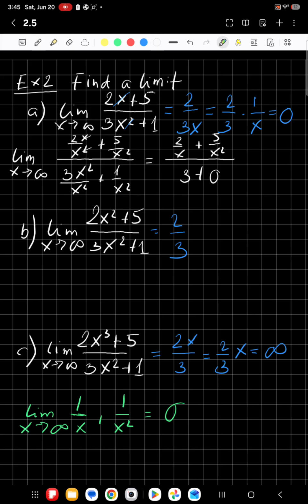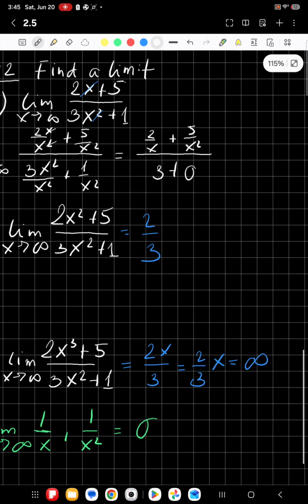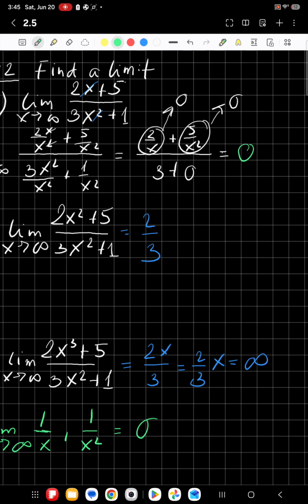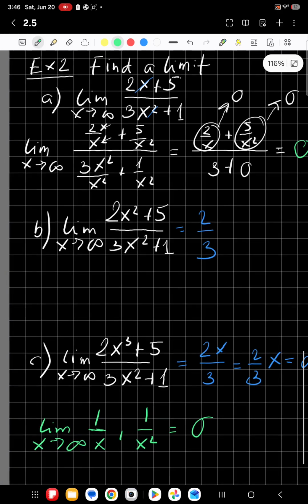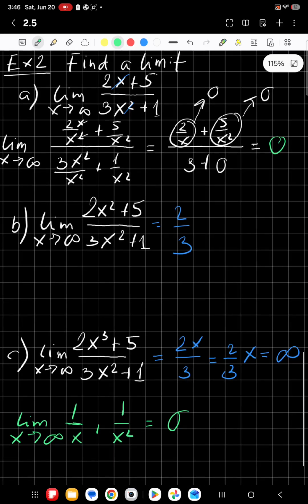Okay, so let's look at it. If x is approaching infinity, this is 0. This is also 0. Now 2 over x approaches 0, so it goes to 0. 5 over x squared goes to 0. So 0 over anything is 0. Okay, so our prediction was right, and we get 0.